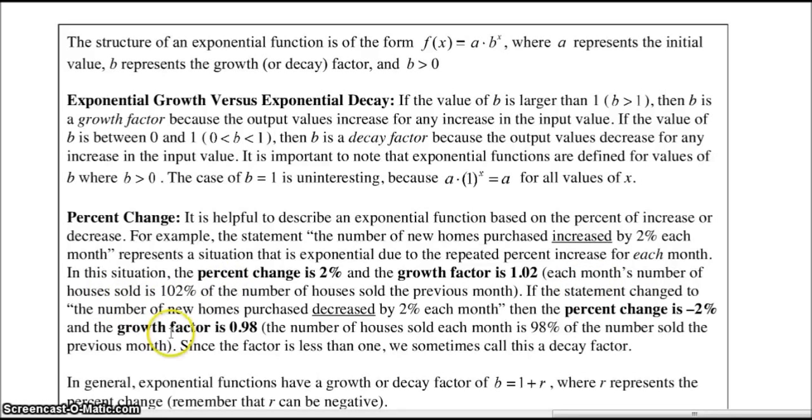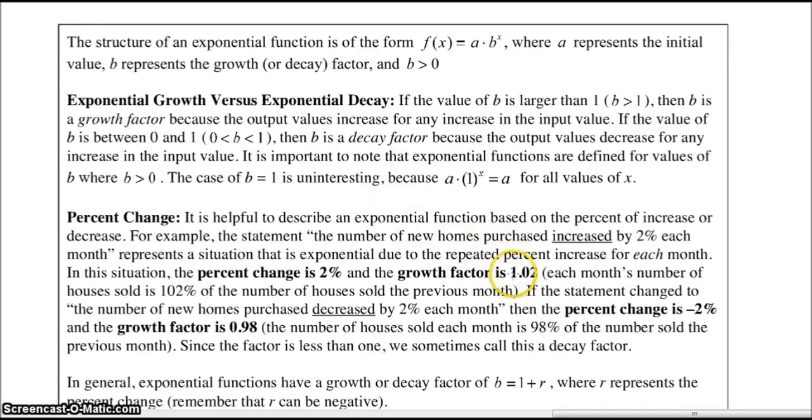In this situation, percent change is 2% and the growth factor is 1.02. Each month's number of houses sold is 102% of the number of houses sold the previous month. If the statement changed to the number of new homes purchased decreased by 2% each month, then the percent change is negative 2% and the growth factor is 0.98. Since this factor is less than 1, we sometimes call this a decay factor. In general, exponential functions have a growth or decay factor of b equals 1 plus r, where r represents the percent change. Remember that r can be negative.